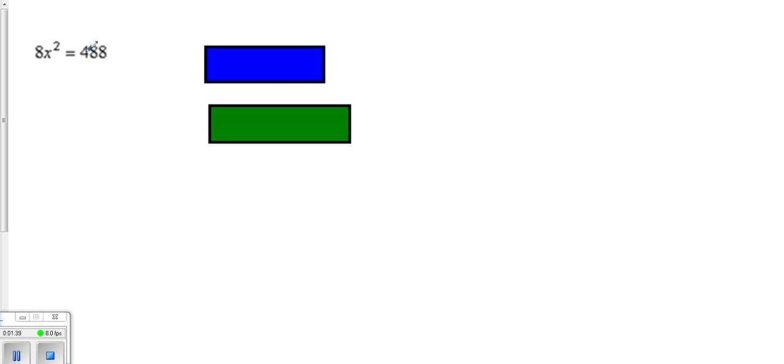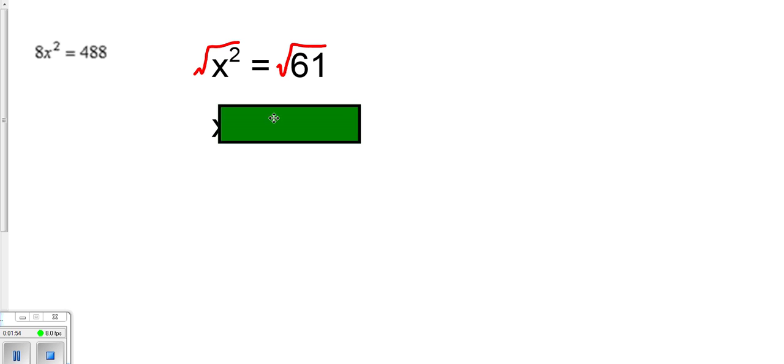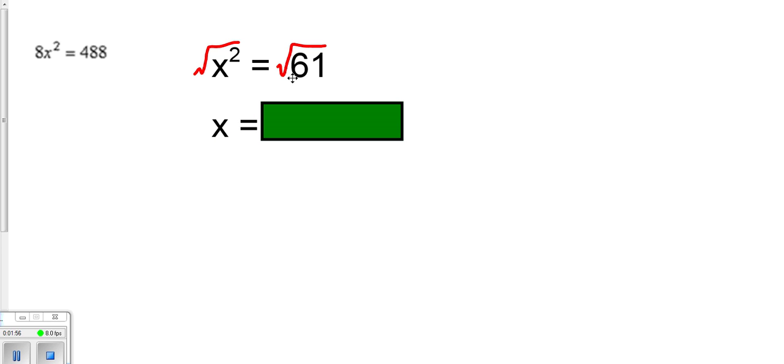8x squared equals 488. Well, we need the x squared piece alone, so we'll divide both sides by 8, and we get x squared equals 61. To get x alone, we take the square root on both sides. This will leave us with x equals the square root of 61. There isn't an exact number that makes that square root of 61. We also can't break it down any. We can't divide anything out of it, so we can leave this answer as plus or minus the square root of 61.